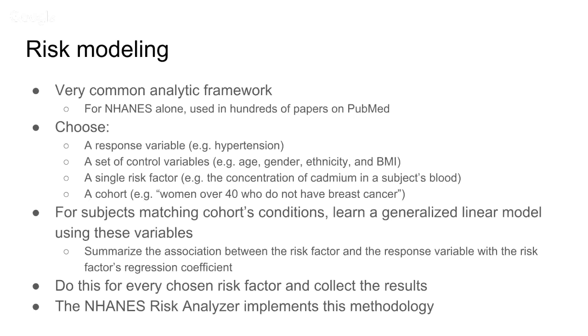And so then throughout, I'm going to be talking about this risk modeling. Just to briefly say what that means, it's a very common analytic framework that you see in PubMed and with NHANES risk. There's going to be hundreds of different papers that do essentially the same thing with different variables. So it's a very common workflow. And so when you do risk modeling, you choose a single response variable. So this is your chronic health condition, like hypertension, or you can do something continuous, like your systolic blood pressure.